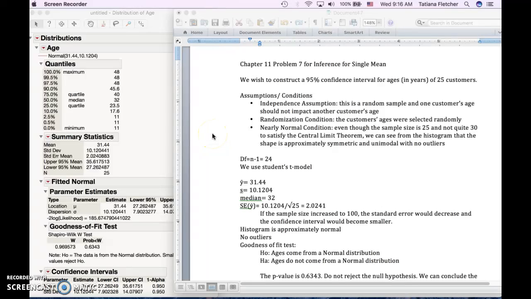So I did problem number 7 in chapter 11 for inference for single means. For this problem, we are going to construct a 95% confidence interval for the ages in years of the 25 customers. So first we'll check the conditions.